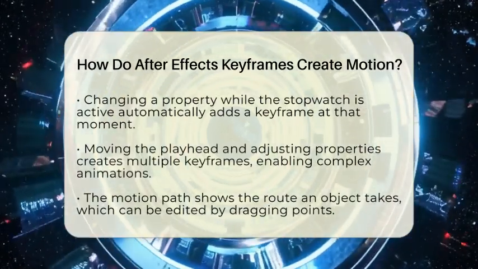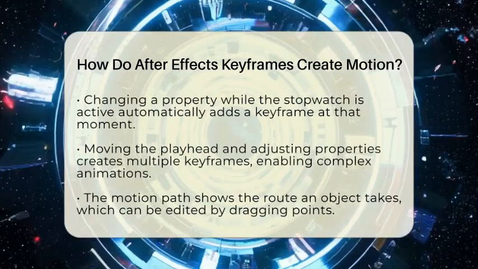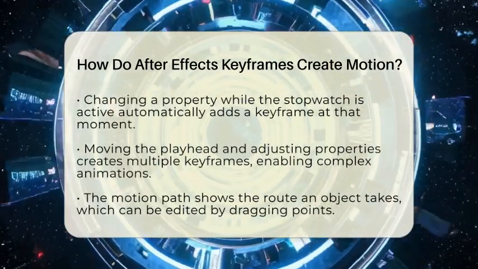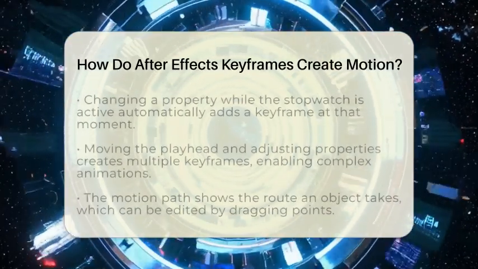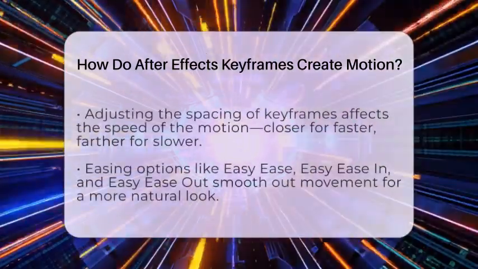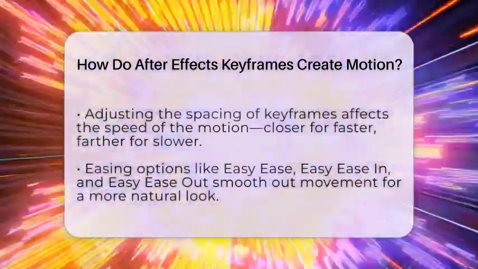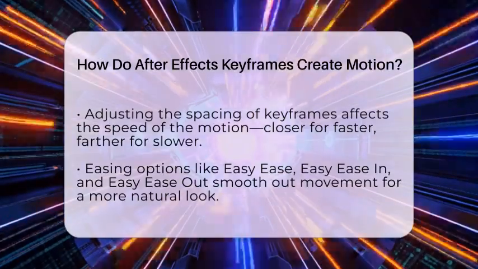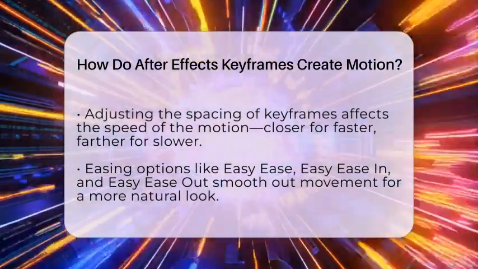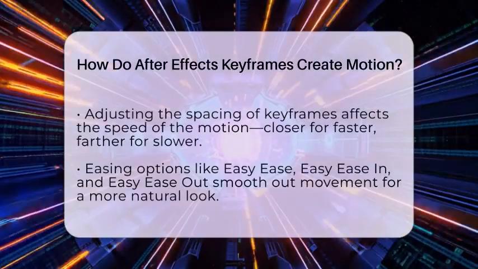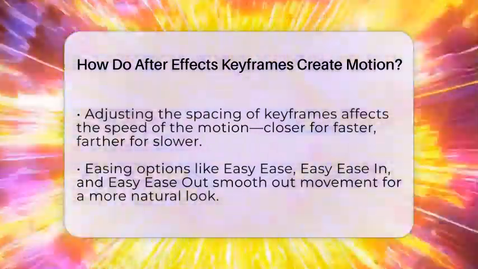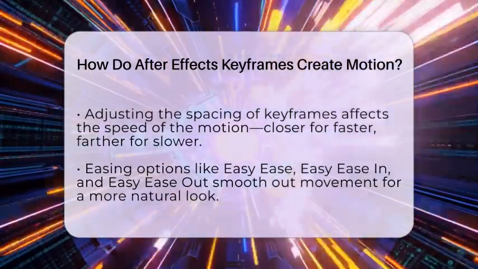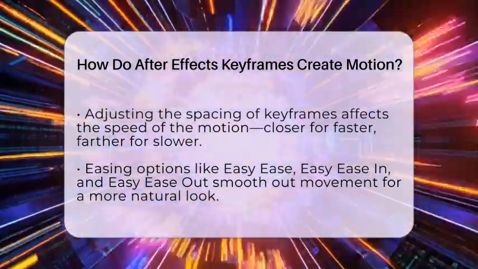You can add multiple keyframes for different properties at different times, which lets you create complex animations. For example, you could make a logo move across the screen, spin, and fade out all at once. The motion path, which appears in the composition window, shows the route your object takes. You can adjust this path by dragging the points to change how the motion looks. Moving keyframes closer together makes the movement faster, while spacing them farther apart slows it down.